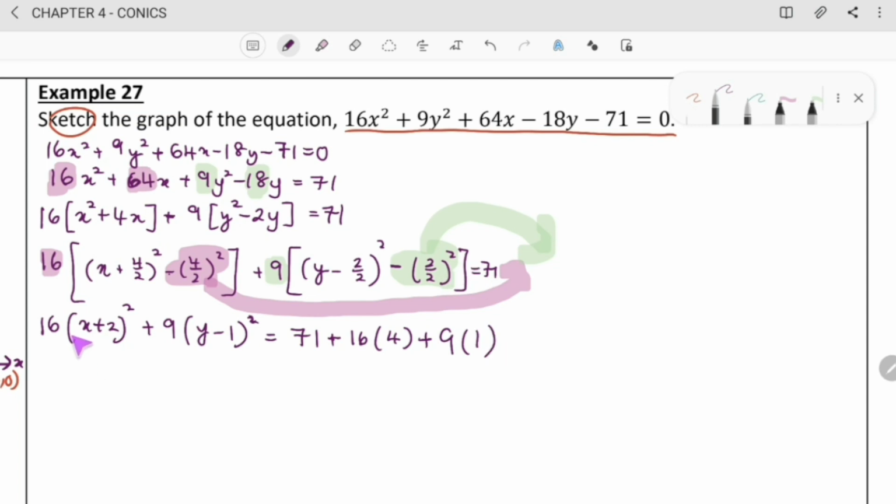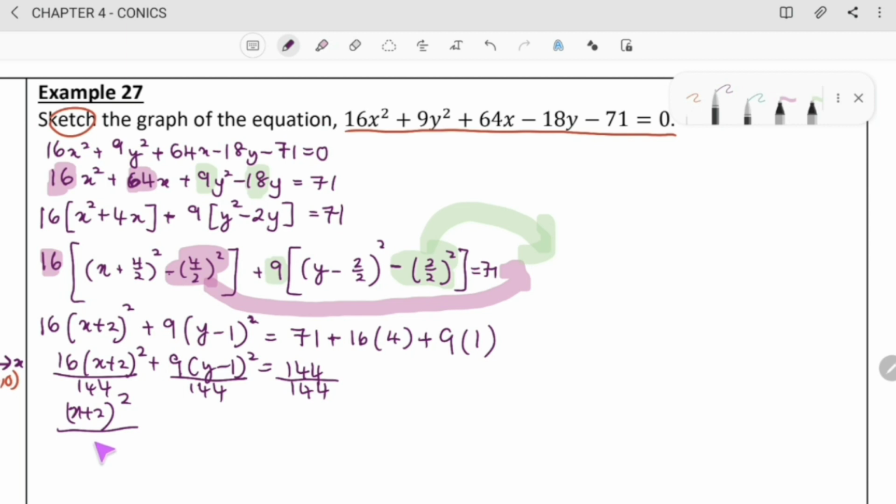So simplify it again. Okay, you will get equal to 144, but you need to have 1 at the right side, so you need to divide everything with 144. So you will have x plus 2 squared over 9 y minus 1 squared over 16 equal to 1. Okay, that's our aim. That's the standard equations of the ellipse.